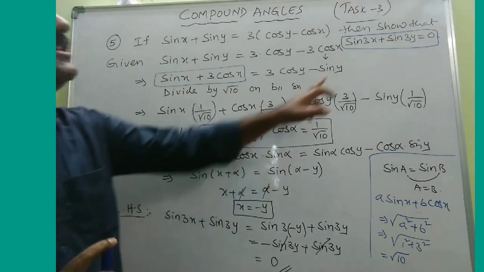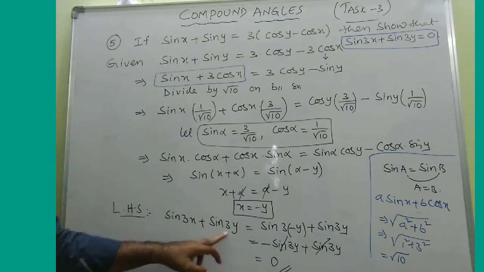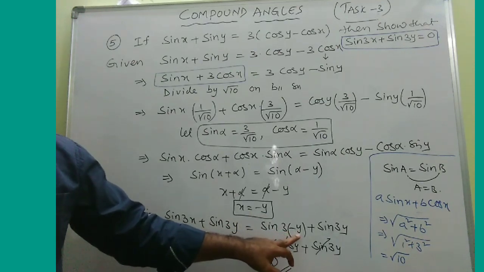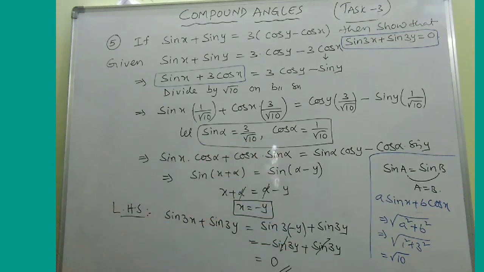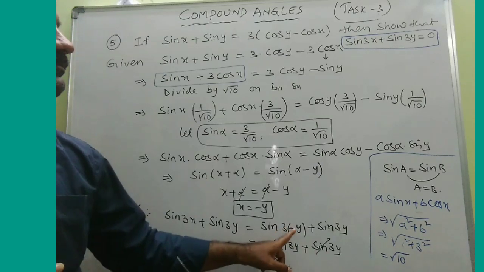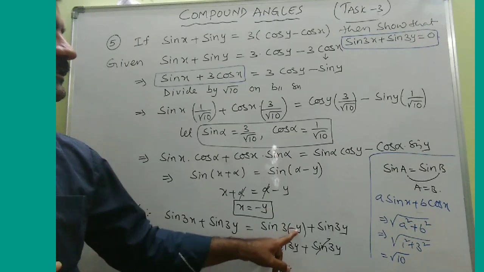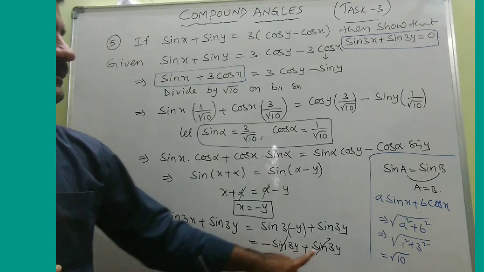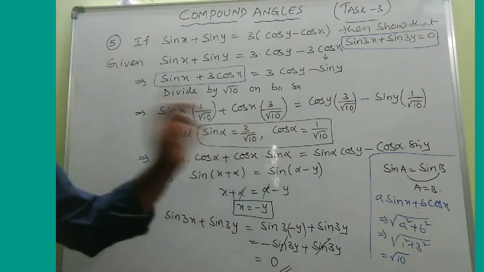Now coming to the LHS, that is sin 3x plus sin 3y. And x can be replaced by minus y, no? So sin 3 into minus y plus sin 3y is as usual. But this is just like sine of minus theta, and sine of minus theta is nothing but minus sine theta. So minus sin 3y, and this is plus sin 3y. So minus and plus get cancelled. Then the answer is nothing but 0.